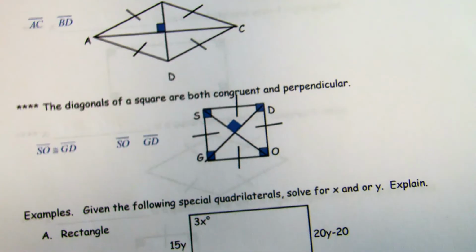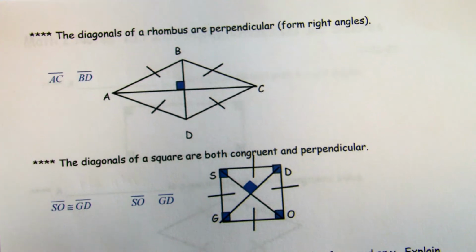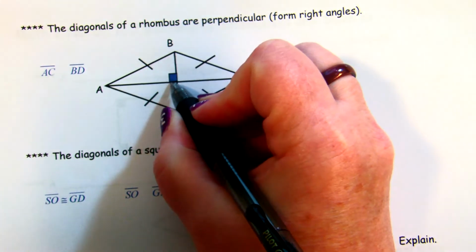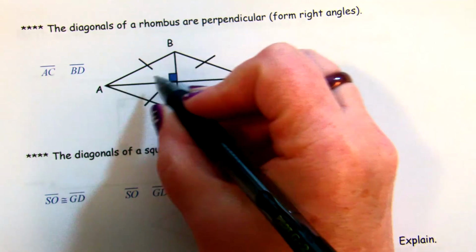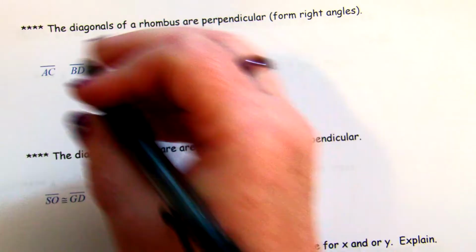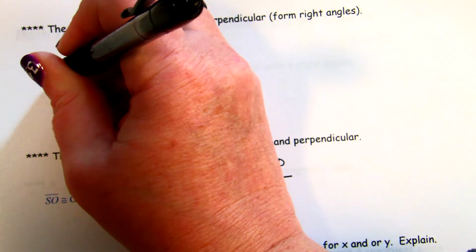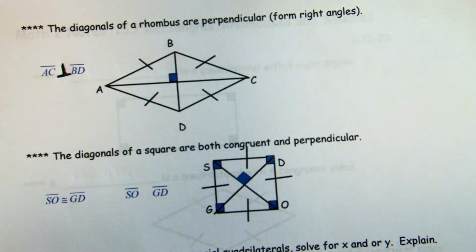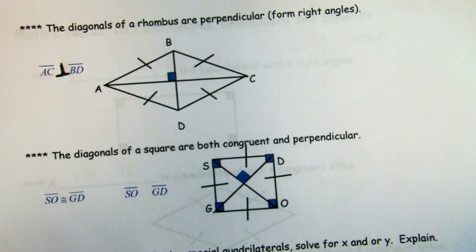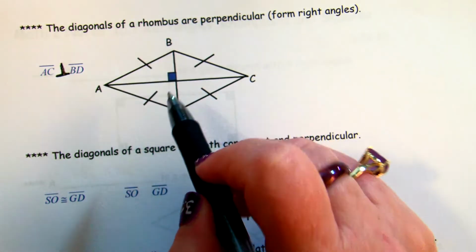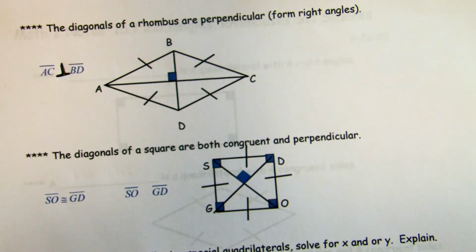The next one, the diagonals of a rhombus are perpendicular. They form right angles. So I put a little box right here to show that these diagonals are perpendicular. They make four right triangles right here. And we're going to put a little perpendicular symbol. My computer wasn't working and wouldn't do perpendicular for me. So we're going to fill that in. Segment AC is perpendicular to segment BD. Makes a right angle right there.